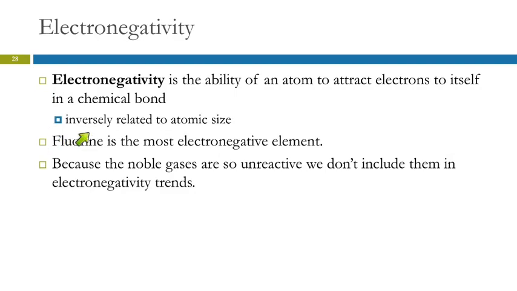Electronegativity is inversely related to atomic size. So as an atom gets larger, it becomes less electronegative because of that distance factor. So fluorine's the most electronegative. The noble gases are so unreactive, and electronegativity talks about the ability of an atom to attract electrons in a chemical bond. Well, the noble gases don't really make chemical bonds, so we can't really talk about how attractive they are to electrons in a chemical bond. So we just leave them out, okay?